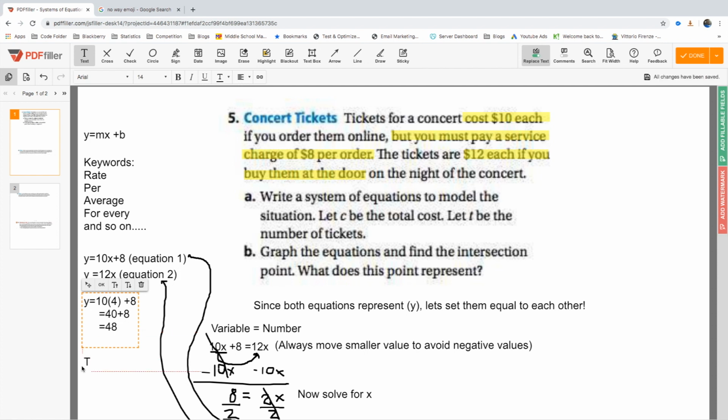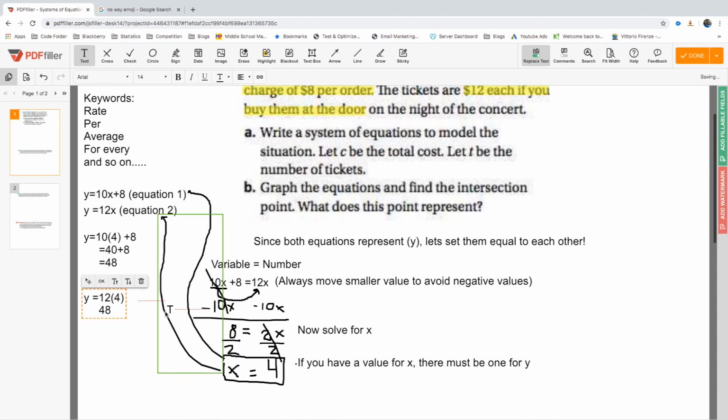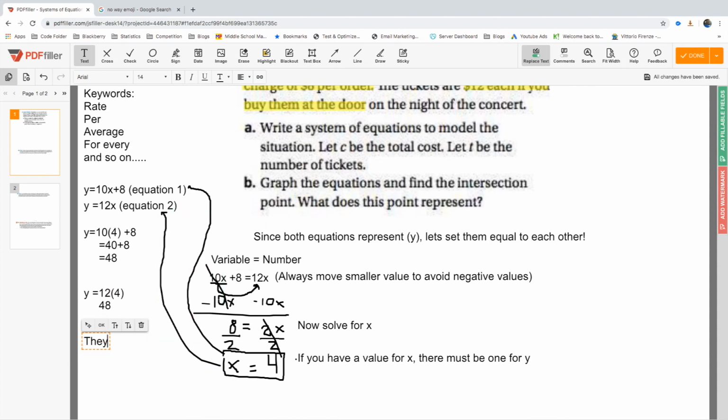So I'm going to plug it into the first equation. I'm going to see that I got y equals 10 times 4 plus 8. I know that 10 times 4 is 40, and 40 plus 8 is 48. When I look at the second equation, I'm going to have y equals 12 times 4, and I know that 12 times 4 is 48. So in both cases, y is going to equal 48.